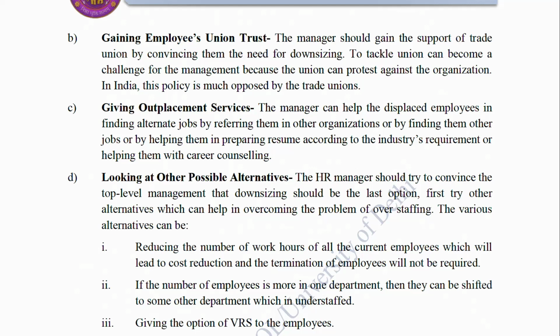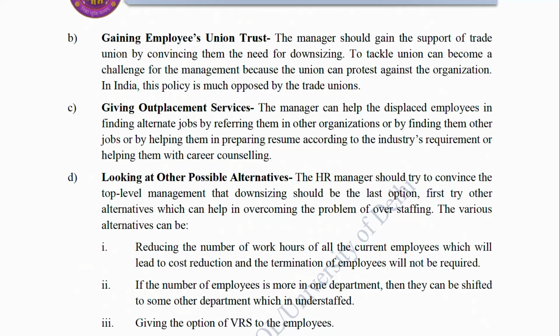Third, giving outplacement services. The manager can help the displaced employees in finding alternate jobs by referring them in another organizations, or by finding them another jobs, or by helping them in preparing resume according to the industry's requirement, or helping them with career counseling.